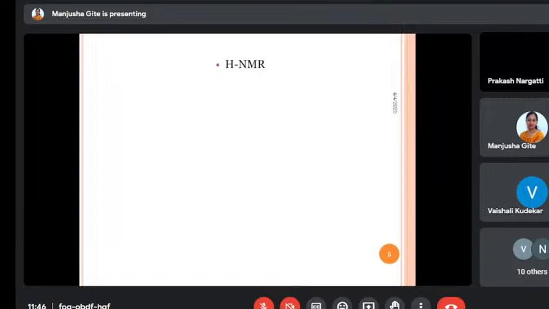HNMR. Now listen carefully. HNMR, first application: just like UV and IR, HNMR gives an idea about the presence of different types of protons present in the molecule. किती वेगवेगळ्या प्रकारचे प्रोटॉन्स आहेत त्या मॉलिक्युल मध्ये ते आपल्याला HNMR ने कळतं.